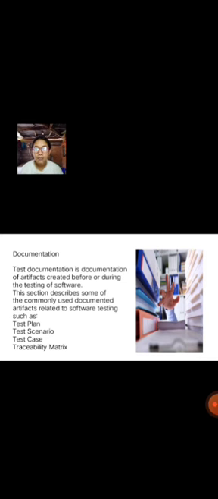Meron pang dagdag kaalaman. Documentation for software testing helps in estimating the testing effort required, test coverage, requirement tracking or tracing, and etc. This section describes some of the commonly used documented artifacts related to software testing, such as the test plan, test scenario, test case, and the traceability matrix.